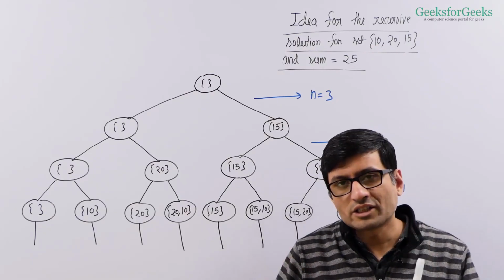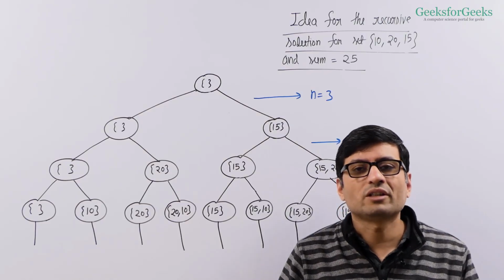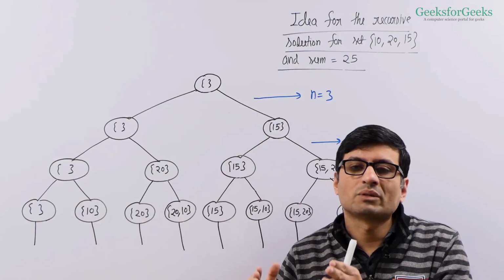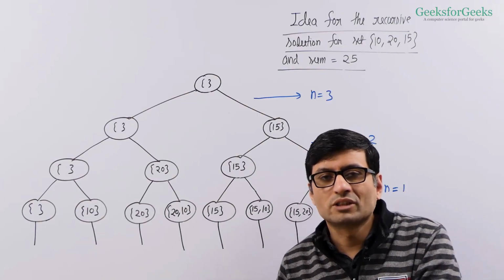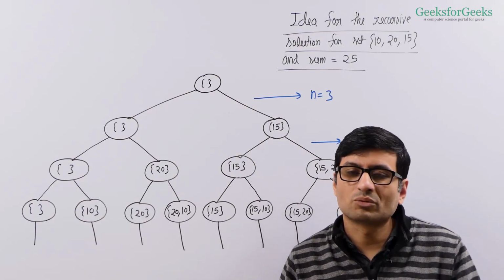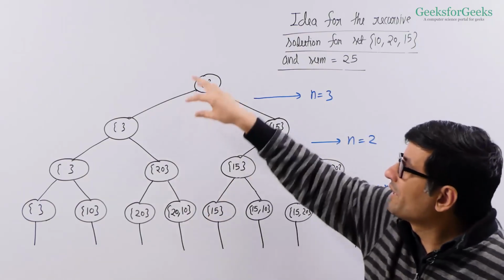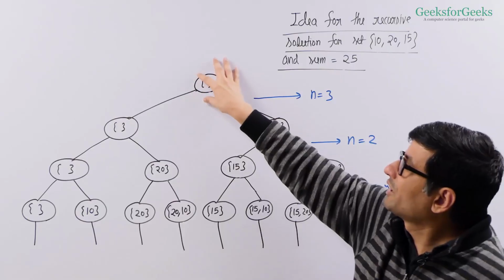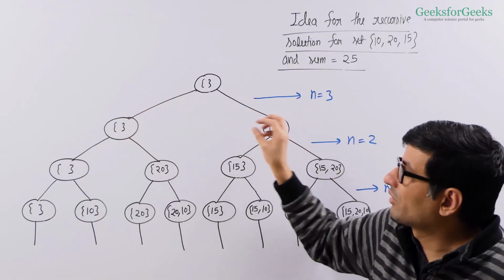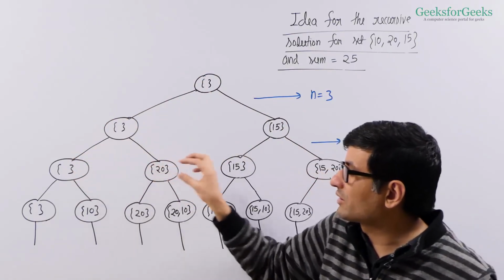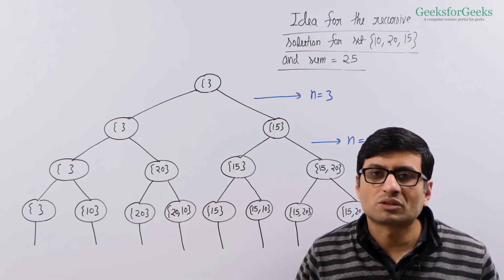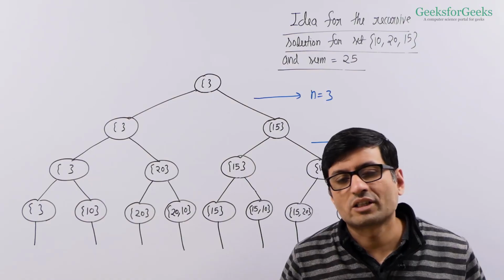Now for the current subset, you just need to check whether the sum of the subset is equal to the given sum or not. If the sum of the subset is equal to the given sum, then return 1, otherwise return 0. And in the parent calls, you just need to sum the values returned by these two calls. So here you will return the sum of this call and this call. Here you will return the sum of this call and this call. So this is the idea for the recursive solution. Now please pause this video and try to write down a recursive code.